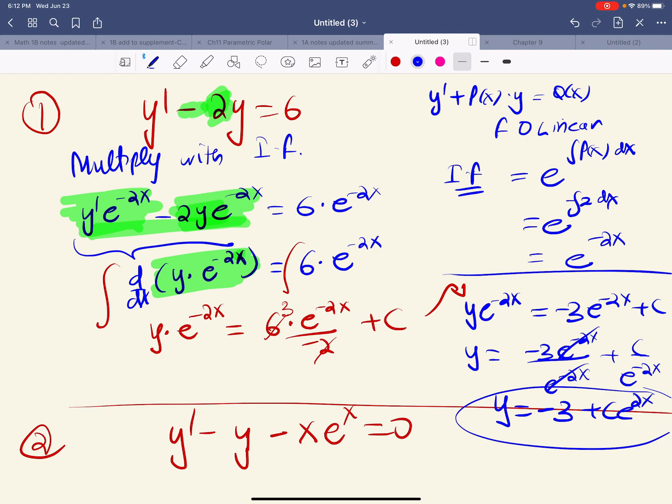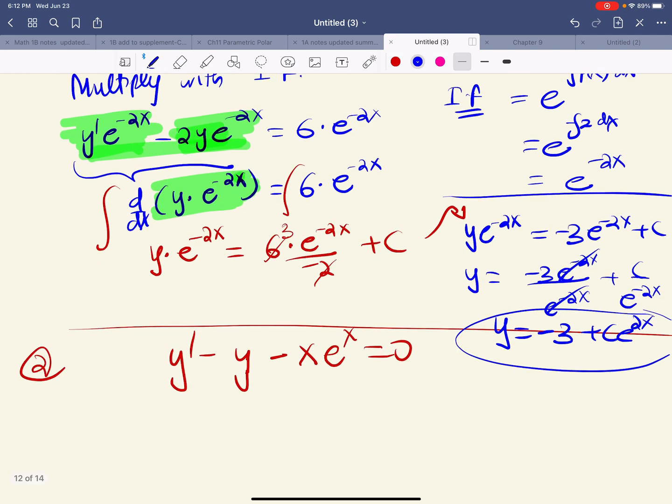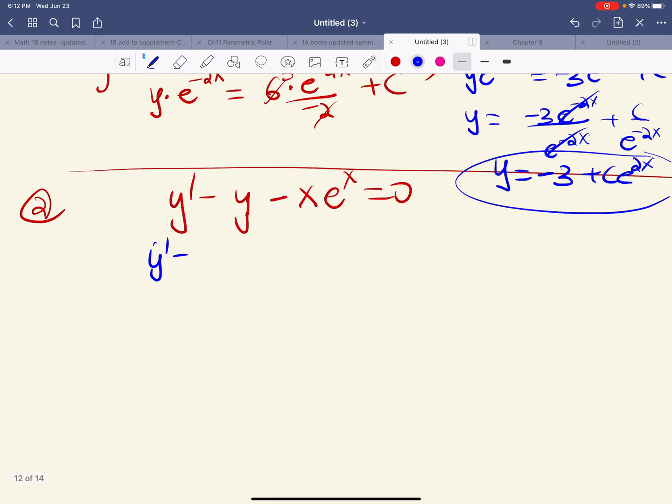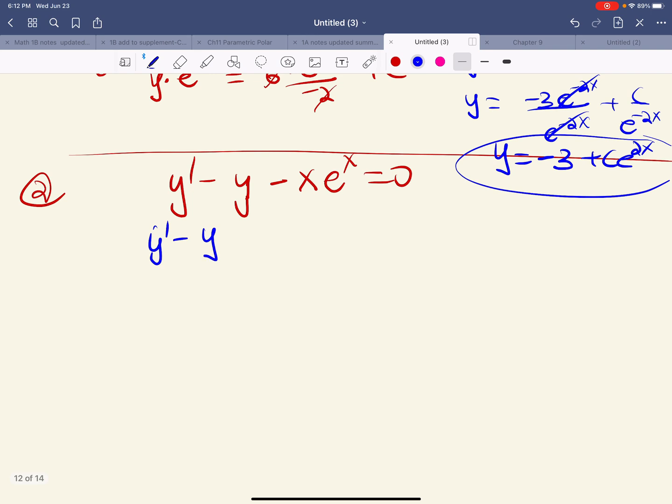Let's check out another example. y prime minus y minus x e to the power x equal to 0. Let's put it in the nice standard form: y prime minus y is equal to x e to the power x. We can see these p of x and q of x are functions of x only, so this is a first order linear differential equation.